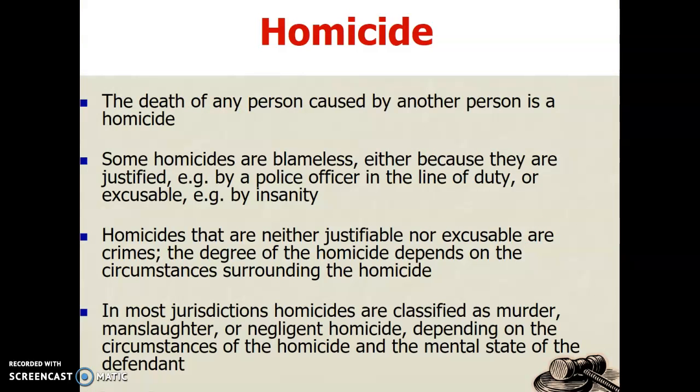So, homicide. Homicide by definition is just the death of any person caused by another person. We have three types of homicides: justifiable, excusable, and felonious. Felonious is just a fancy word for criminal homicide. A justified homicide would be, for example, a police officer stopping an armed shooter or a school shooter, something like that. Had the death, that homicide is justified. The police officer was within their means to end that person's life.